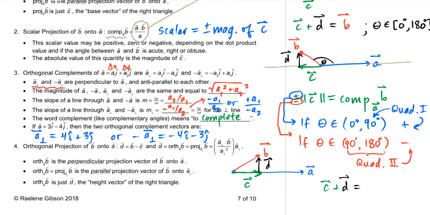And so we could actually subtract vector C from both sides, and when we do that, we get an expression that says vector D is equal to vector B minus vector C. So if we know B and we know C, we can work out D.